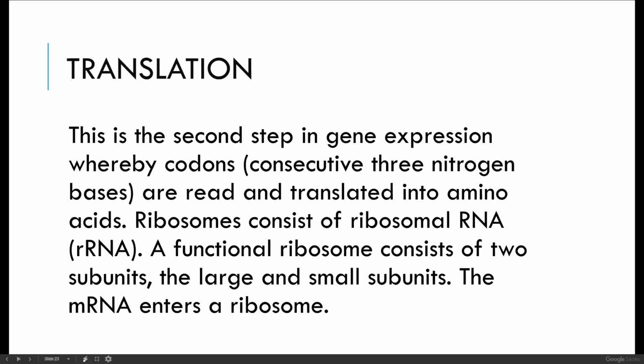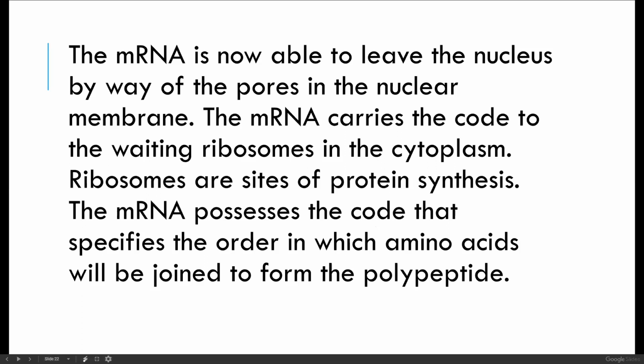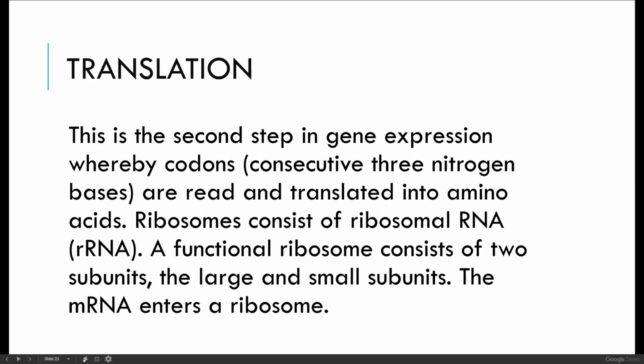The second part is the translation. Remember that now your mRNA is carrying the genetic characteristic and has converted thymine into uracil. So adenine is now paired with uracil. This is the second step in gene expression whereby codons, consecutive three nitrogen bases, right? Codons contain three nitrogen bases, are read and translated into amino acids. Okay?